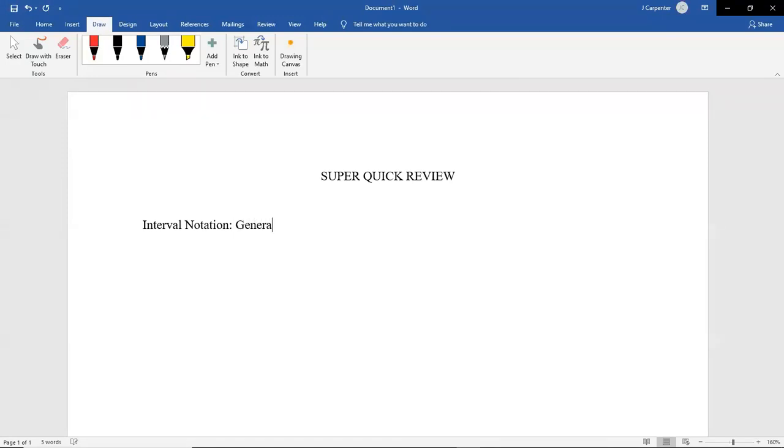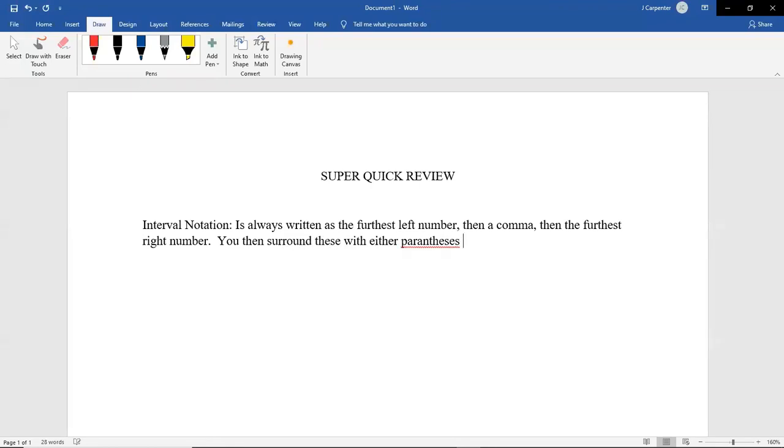Interval notation is always written as the furthest left number, a comma, then the furthest right number, and surround these either with parentheses or brackets, depending on the original inequality symbol. Special note: infinity is always a parenthesis. So answers in interval notation look something like parenthesis 2, 5 bracket.